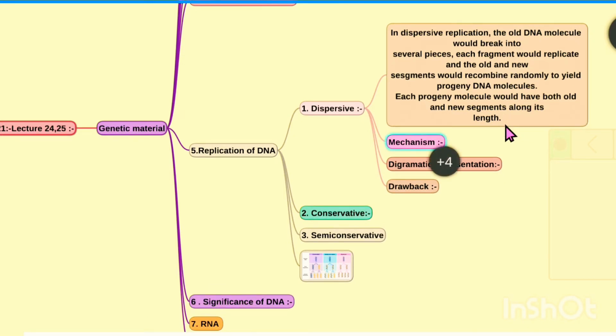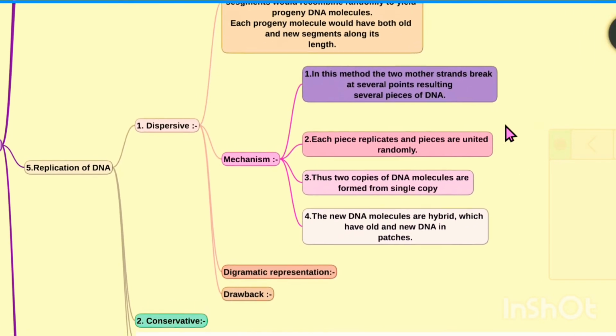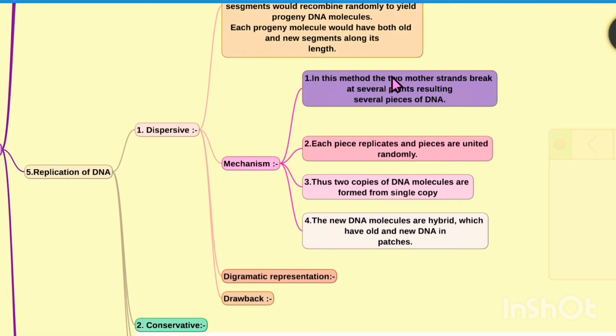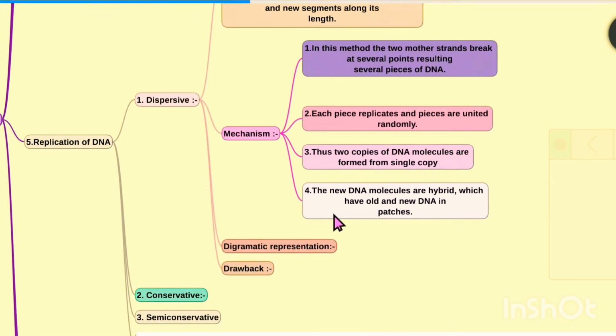We'll see the mechanism. In this method, the two mother strands break at several points, resulting in several pieces of the DNA. Second, each piece replicates and the pieces are united randomly. Third, thus two copies of the DNA molecules are formed from the single copy. And the last one is that the new DNA molecules are hybrid, which have old and new DNA patches.